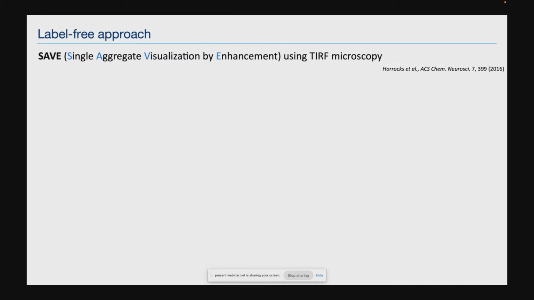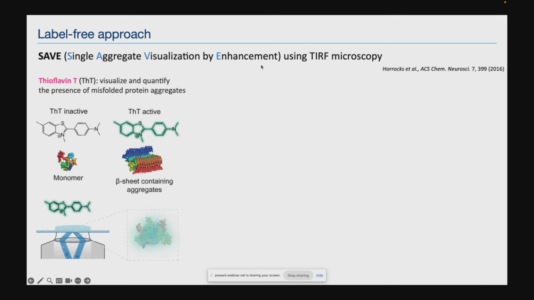So the way we got around this was using this so-called single aggregate visualization by enhancement technique. In this approach, we make use of the dye thioflavin T. Thioflavin T, or ThT, has been used for many decades to visualize protein aggregates, but rather than looking at them using microscopy, it tends to be used in a fluorescent plate reader. When ThT is free in solution, there's rotation about this single bond, and that leads to quenching. So we don't see any fluorescence from ThT.